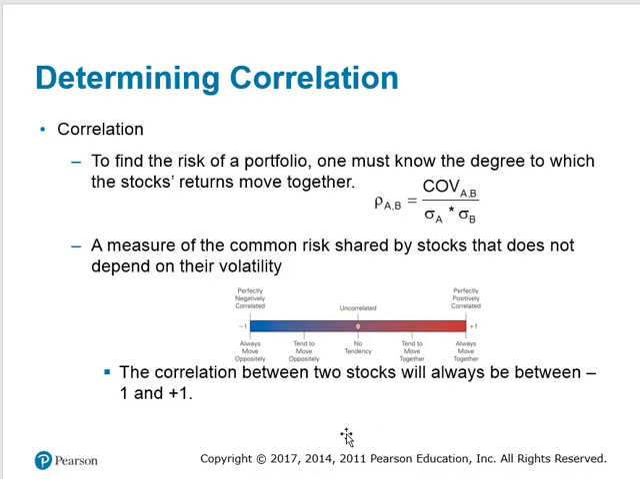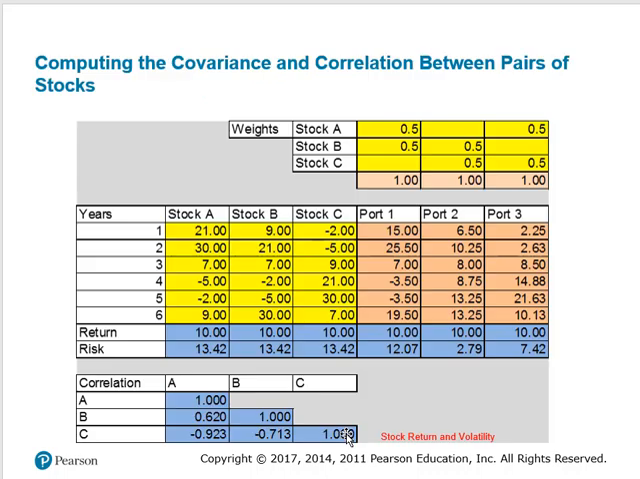So again, we have this statistic that measures correlation. Looking back at our stocks here, we can see that the relationship between A and B is 0.62. So when you combine them together, you get some reduction in risk, but not a tremendous amount. But when you combine B and C, they have a very large negative correlation. So that relationship is going to receive the most as far as the elimination of risk.